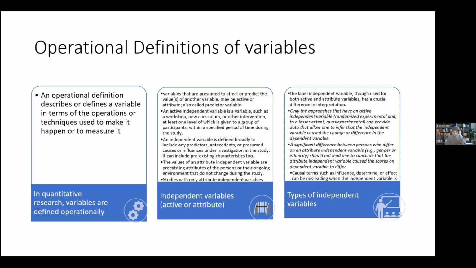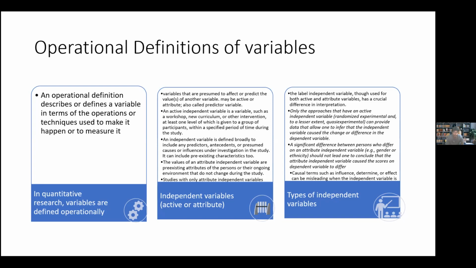But if you're going to study gender differences in a particular behavior, gender differences in risk taking, gender differences in choosing a particular career, you cannot change the gender of a person. So that is not an active variable, but an attribute. Attribute in the sense that it is already a pre-existing attribute of the person or the group of people you're studying.